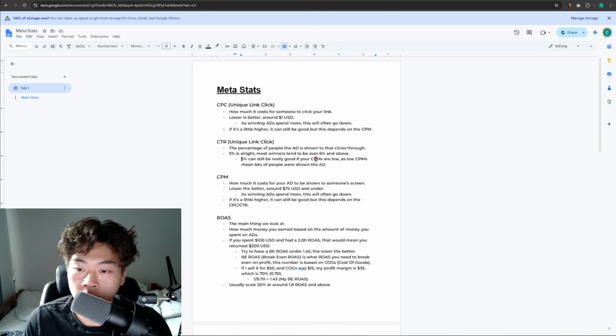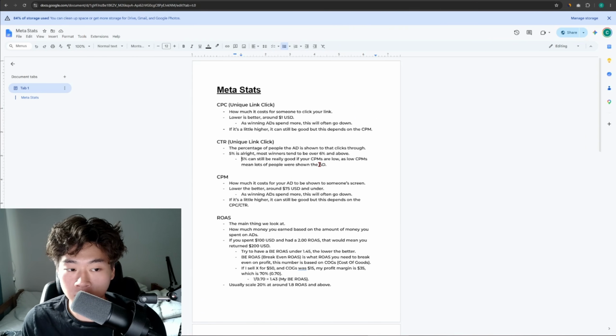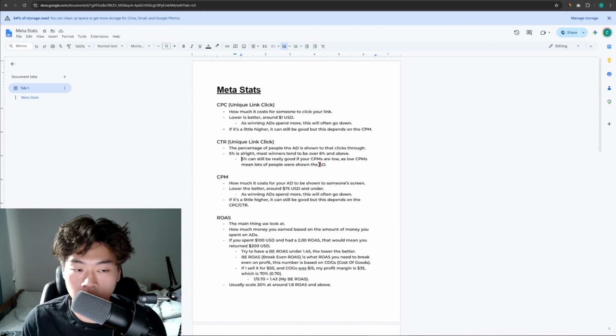5% can still be really good if your CPMs are low, as low CPMs mean lots of people were shown the ad. So once again, you can still be really profitable with a low CTR percentage simply if your ad is being shown to a lot of people.